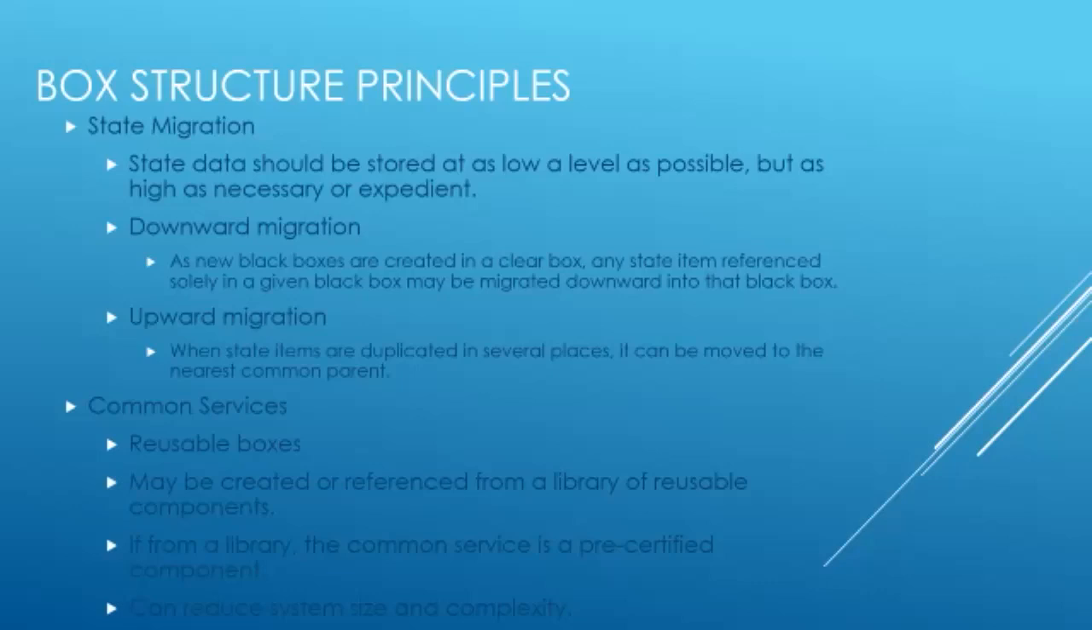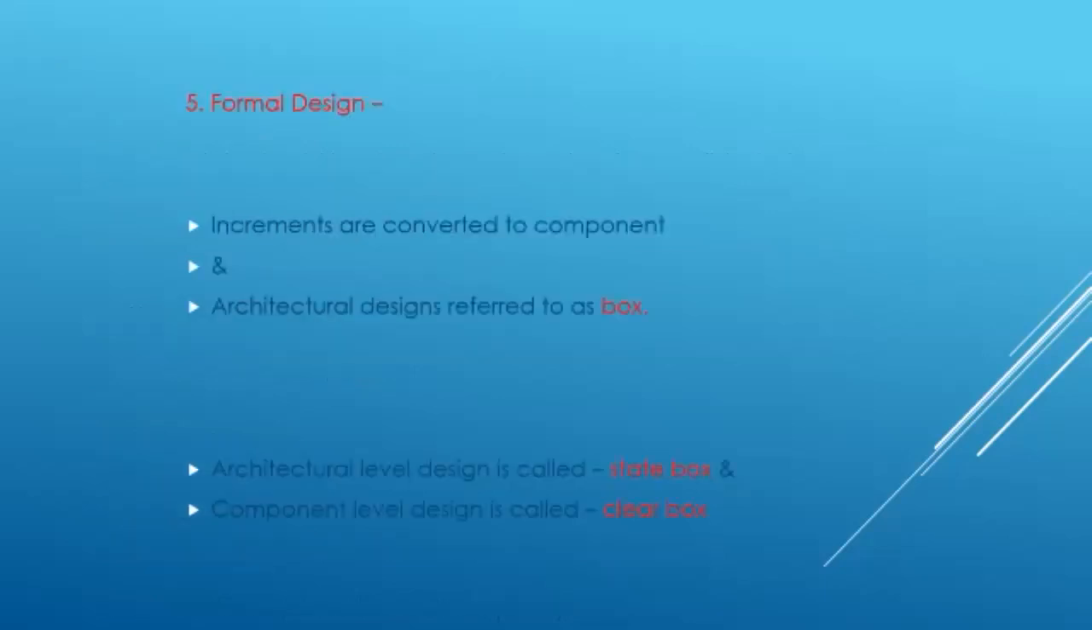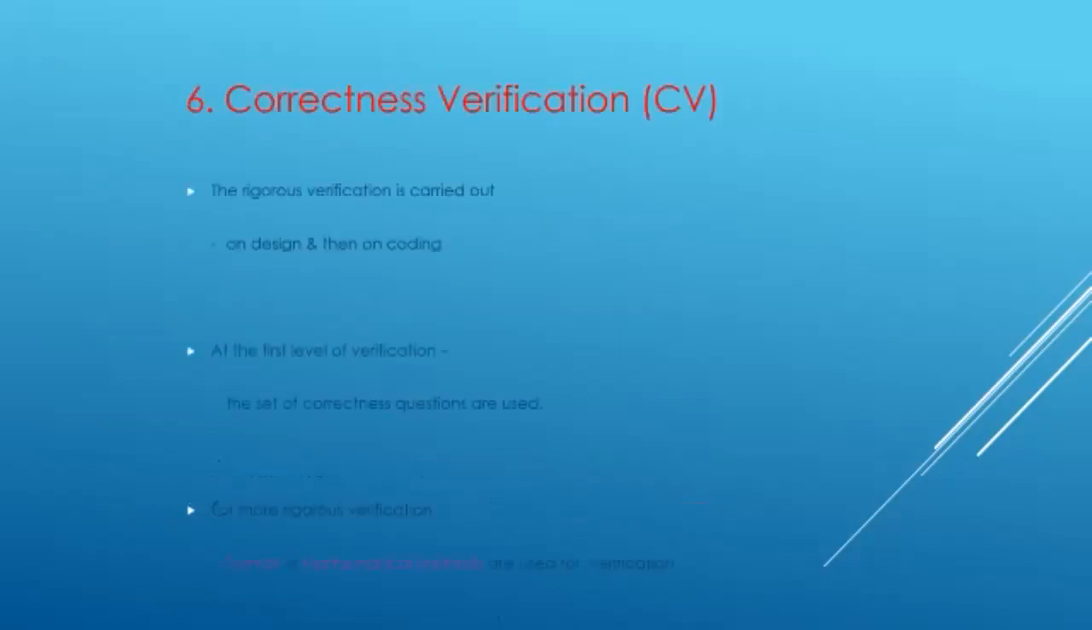Common services. Reusable boxes may be created or referenced from a library of reusable components. If from a library, the common service is pre-certified, and the component can reduce system size and complexity. Formal design. Increments are converted to component and architectural designs referred to as boxes. Architectural level design is called state box and component level design is called clear box.